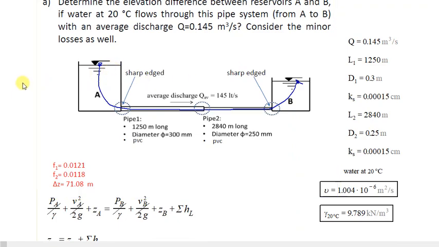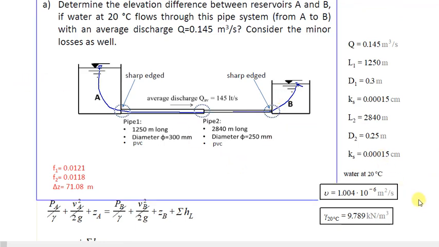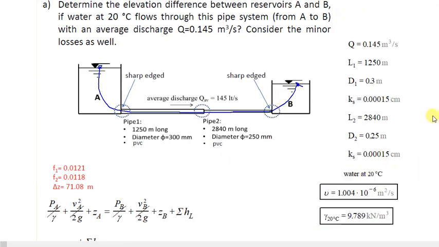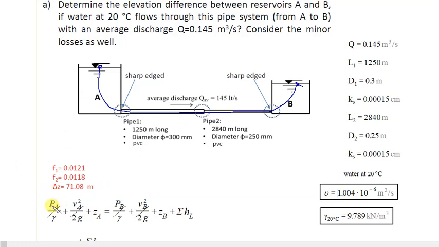So what we said, we write the equation as it is. I took the water at 20 degrees Celsius and I wrote the pipes, both of them PVC, so it's fine. Diameter is different, pipes connected in series, I mean. Therefore, let's write the Bernoulli equation. We don't have a pressure there because atmospheric at A and at B is atmospheric too, so both they are cancelled.